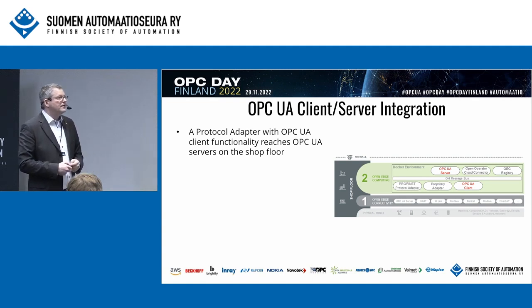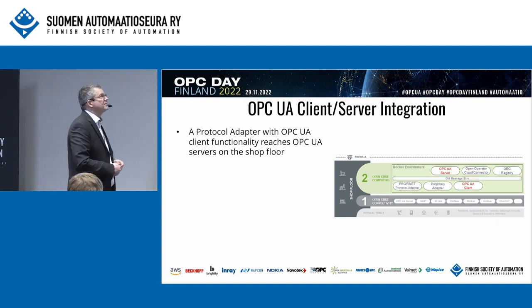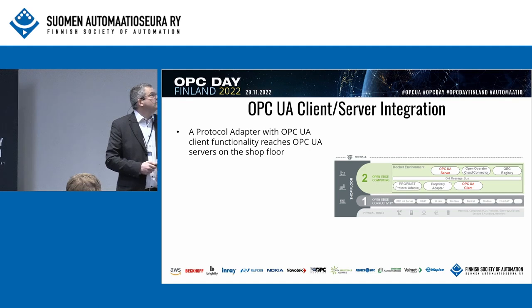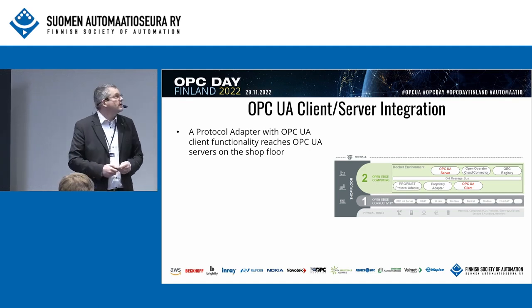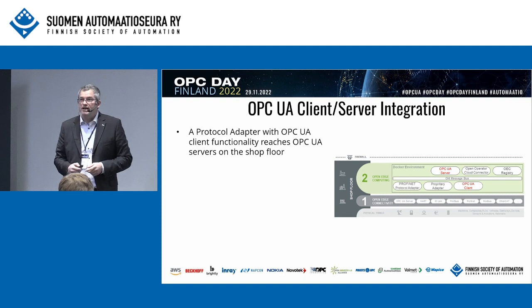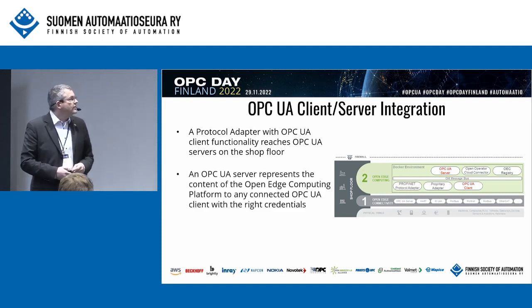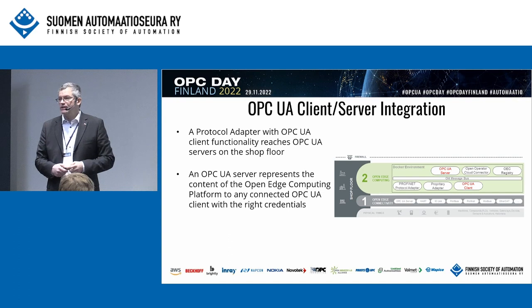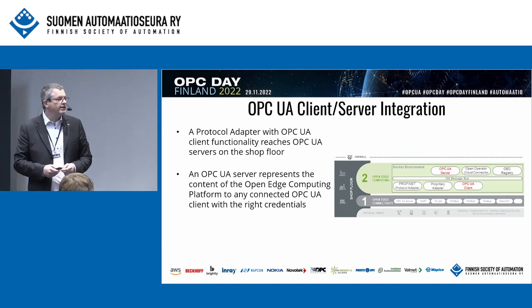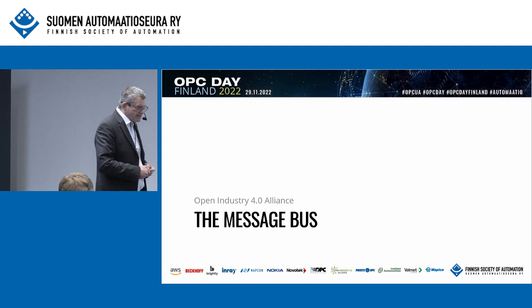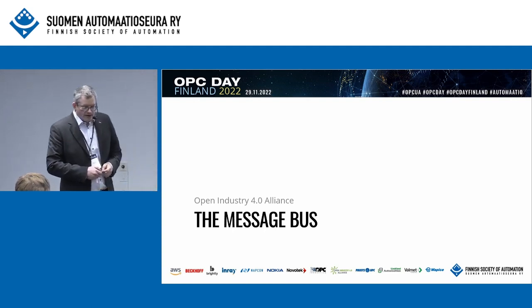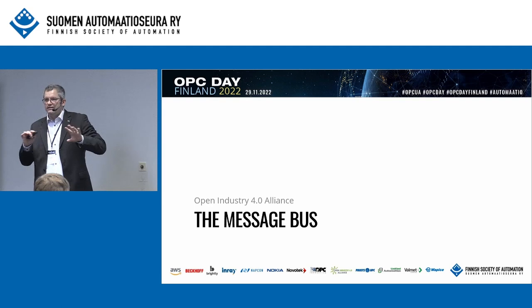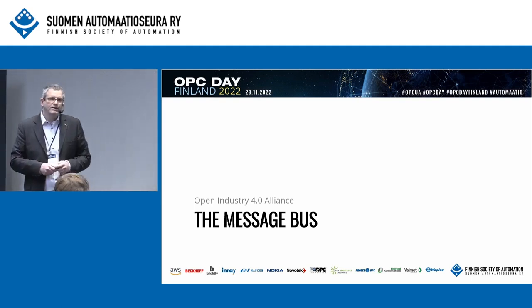There's no way around OPC UA client server. So a protocol adapter, for example, with an OPC UA client could reach information from an OPC UA server on the shop floor. This is one example. Another example, of course, is that we could have an OPC UA server representing the content of the message bus to the outer world, to every OPC UA client with the right credentials. And this is now the point where we leave the 10,000 feet. We go a little bit more into the details.